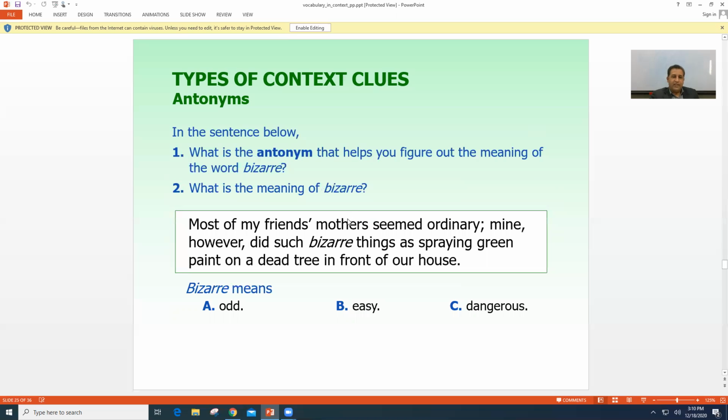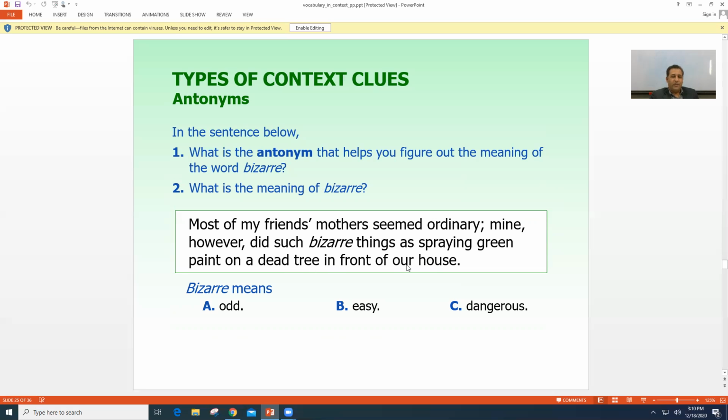Now see, I think in this sentence, we have got more than one context clue. So most of my friends' mothers seemed ordinary. Mine, however, see, whenever you have got this word, however, it shows contrast actually. That means you're going to write something which is opposite to what you have said earlier. So when you have written, most of my friends' mothers seemed ordinary, and then you're saying, however, that means you're going to say something opposite, which is not ordinary. So did such bizarre things, okay? And then you've got this example, spraying green paint on a dead tree in front of our house.